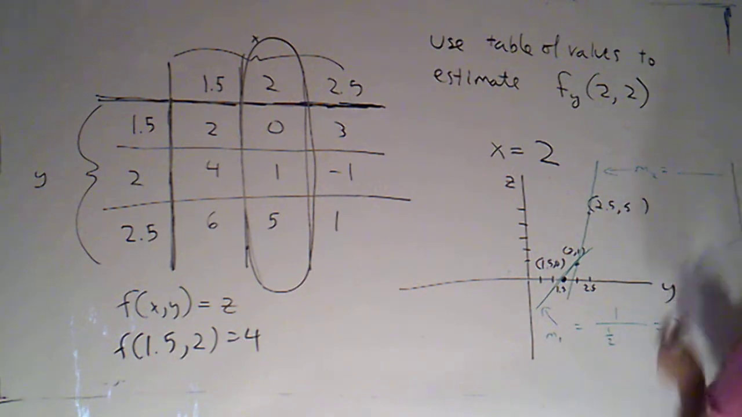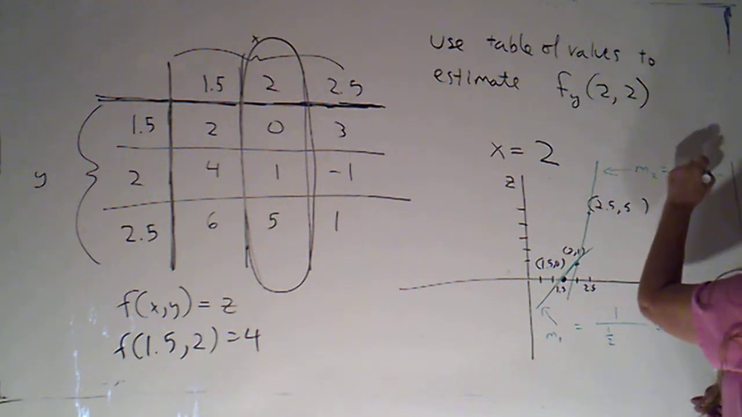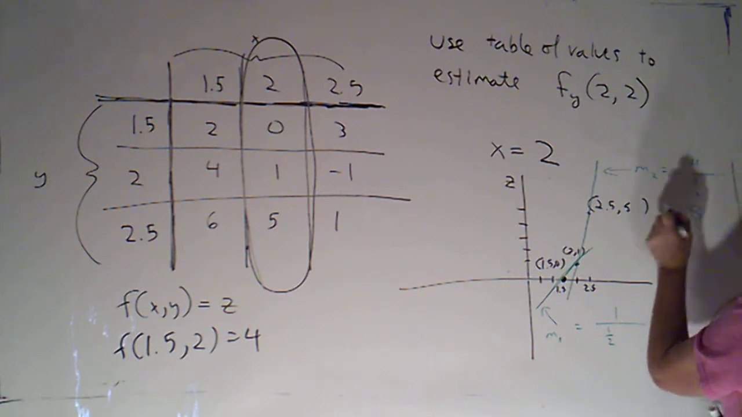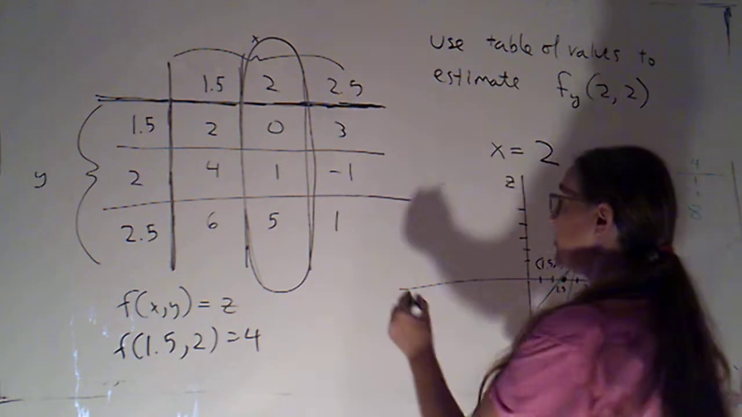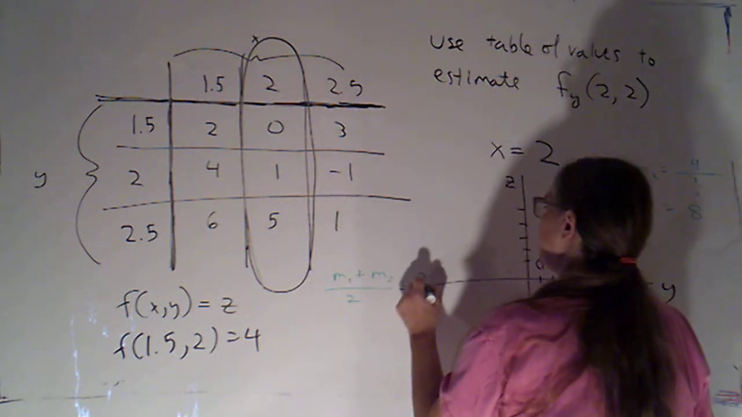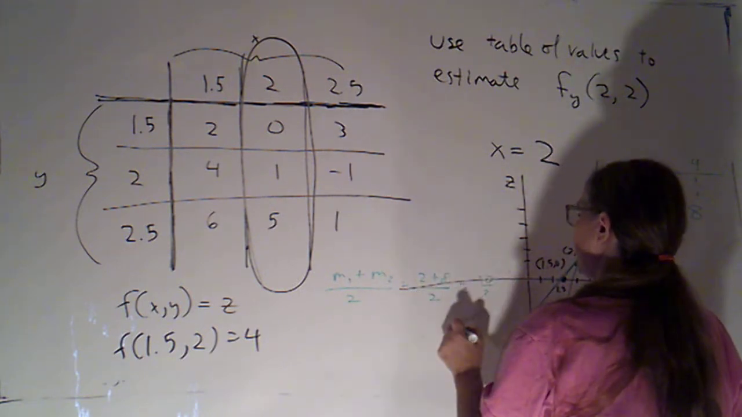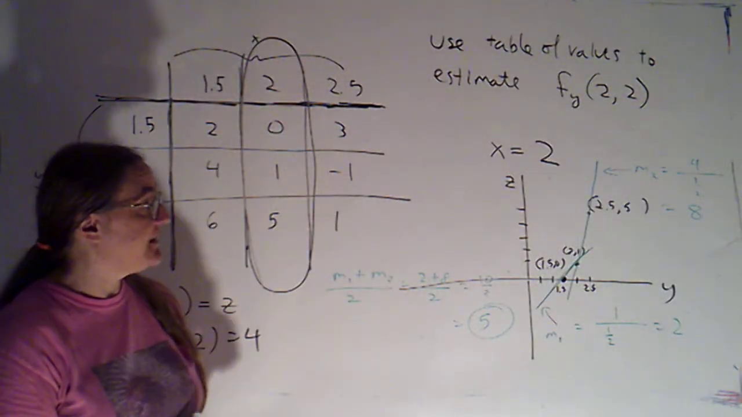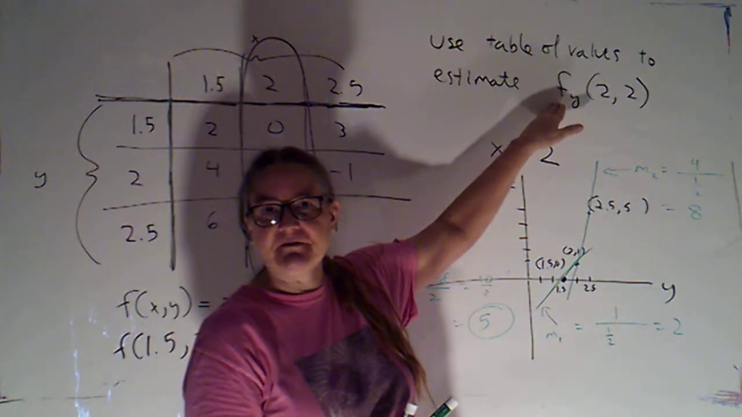M2, that's also going to be a rise over a run. 5 minus 1 is 4, over 2.5 minus 2, which is a half. 4 divided by a half is 8. So I've got one slope of 2, one slope of 8. If I just average them, that's going to be 2 plus 8 divided by 2. That's going to be 10 halves, or 5. That would be the best estimate that I could get for the slope of the tangent line, which is what this partial derivative is.